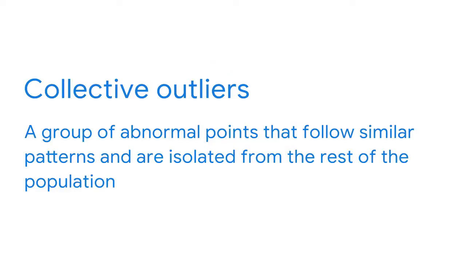Lastly, we have collective outliers. Collective outliers are a group of abnormal points that follow similar patterns and are isolated from the rest of the population. Think of a parking lot at a store. It is not uncommon to have cars or scooters coming and leaving consistently during the hours a store is open.